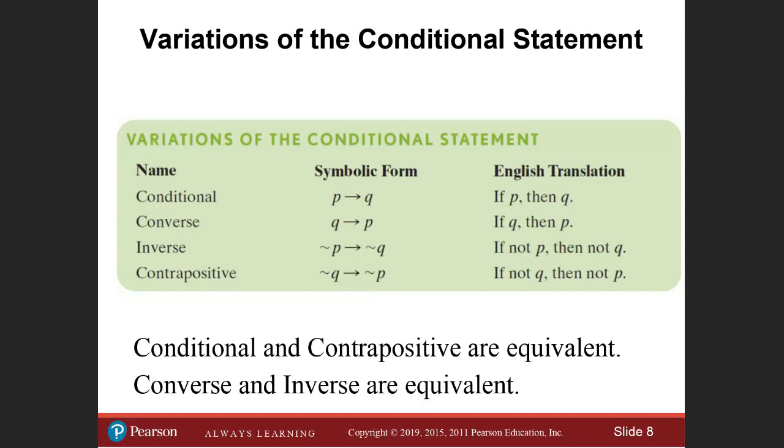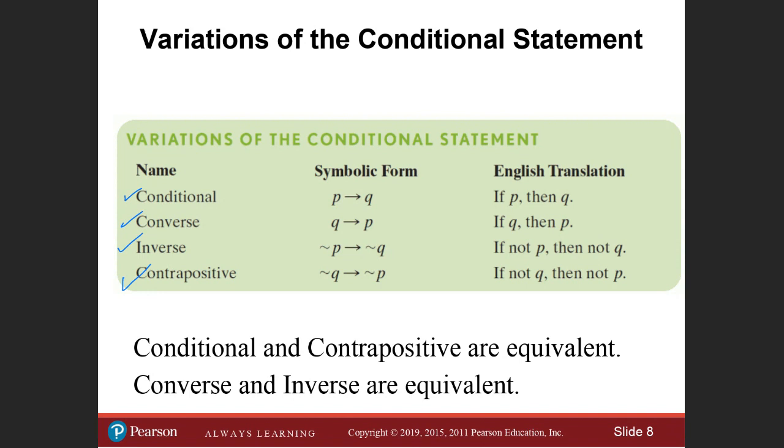Variations of the conditional statement. So we have four here, which are the first one, conditional, then converse, inverse, contrapositive. That's in the second column. You can see the symbolic form equivalent, and in the third column, the English translation. So let's start with conditional.